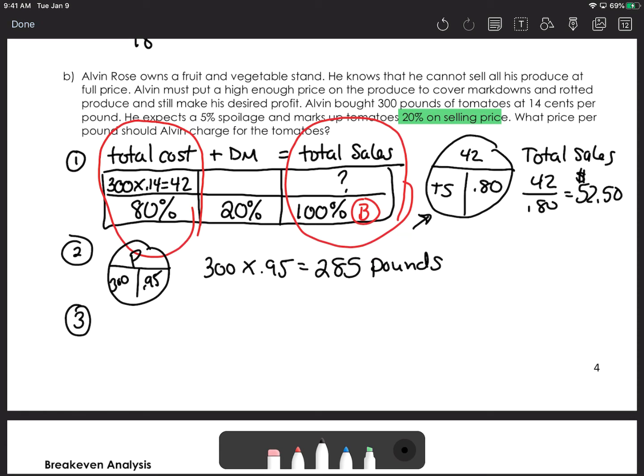So the last step is to take the total sales, which we found in step 1, which is $52.50, divide by the amount of tomatoes that he thinks he's going to be able to sell, which is 285 pounds. And when we divide that, we get 18 cents per pound is what he should sell them for. So he bought them at 14 cents, and he's going to mark them up at 18 cents so that he can make that profit.